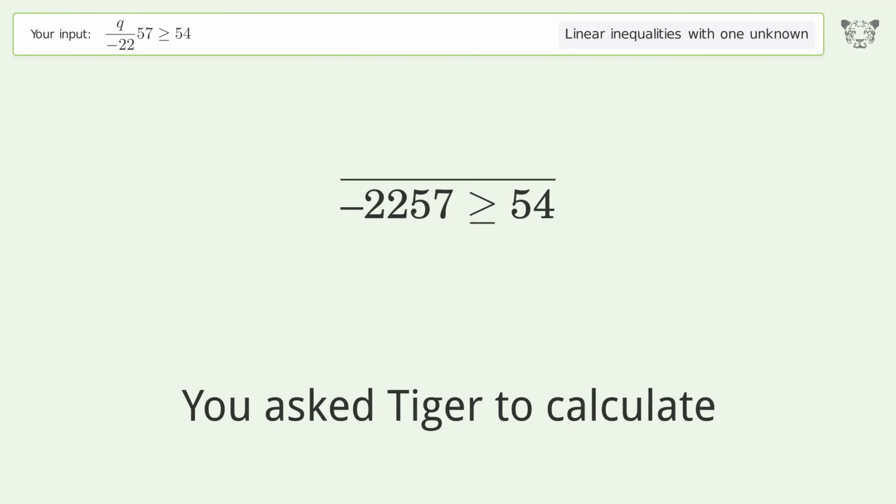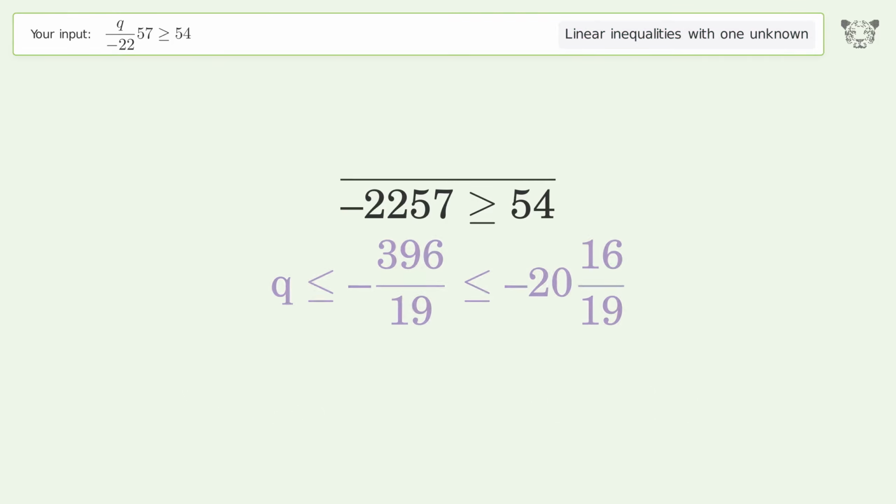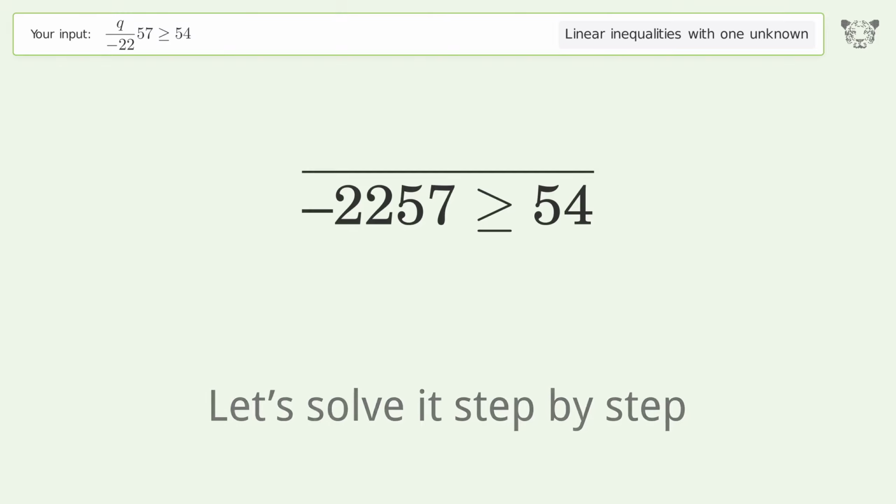You ask Tiger to calculate. This deals with linear inequalities with one unknown. The final result is q ≤ -396/19 ≤ -2016/19. Let's solve it step by step.